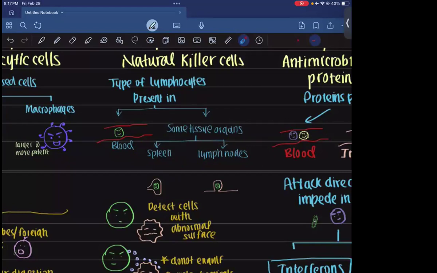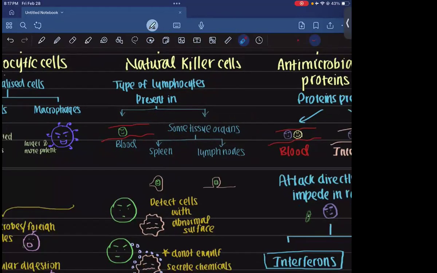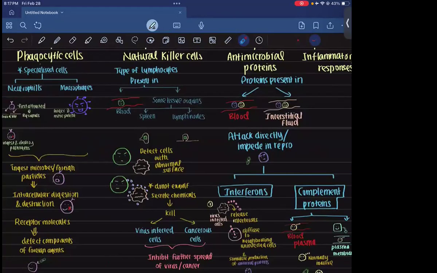So who are natural killer cells? Natural killer cells are a type of lymphocytes. So where are they present? They are present in blood, or they can be present in some tissue organs, not all, some. Tissue organs here means some organs of the lymphatic system. For example, they can be present in the spleen or in lymph nodes. So these are the locations where natural killer cells will be present. Again, what are they? They are a type of lymphocytes. Get that into your head.